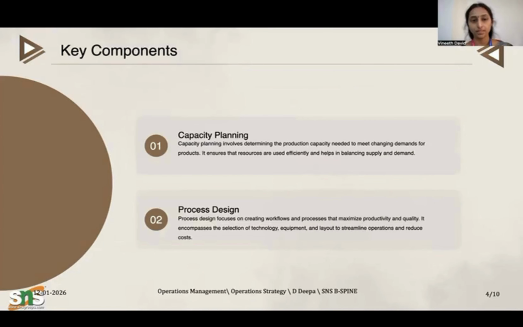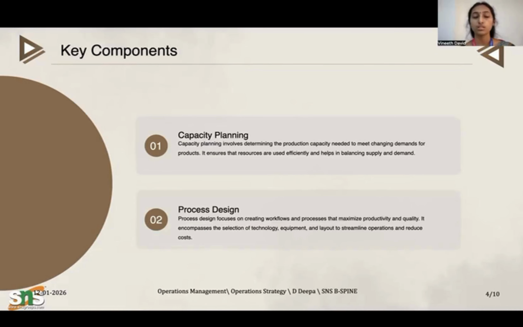First one, capacity planning. Next is process design. Capacity planning determines the production capacities, how much we are able to produce. With changing, fluctuating demands for the product, sometimes based on seasonal periods, ups and downs will be there for the demand of products. To plan all these things, capacity planning will be helpful.